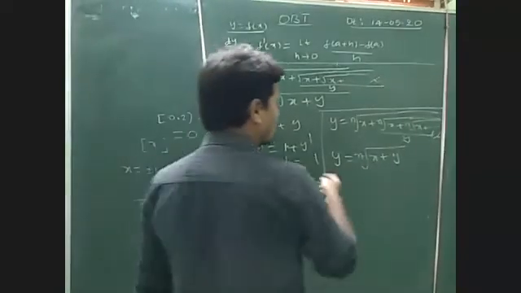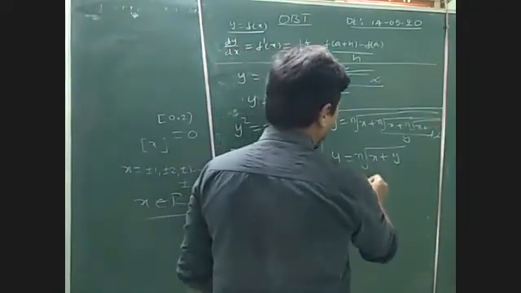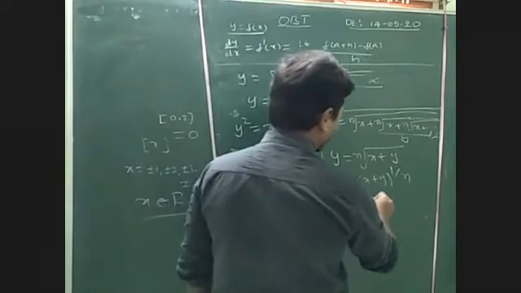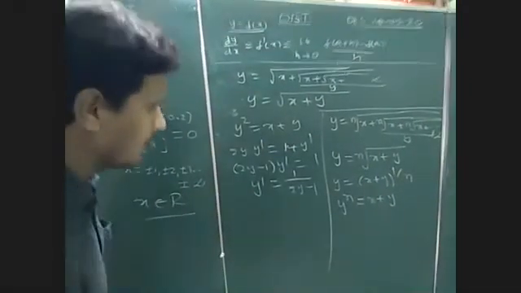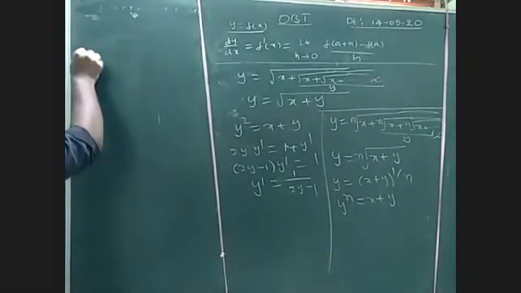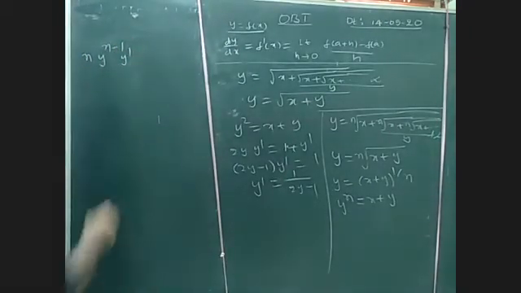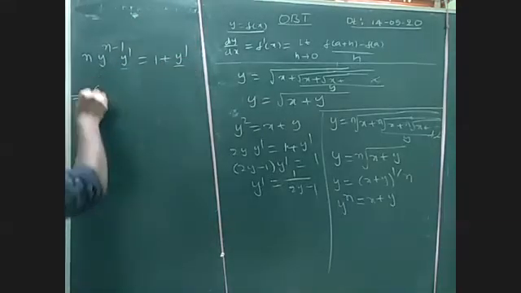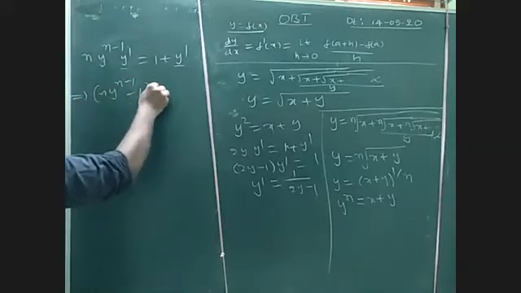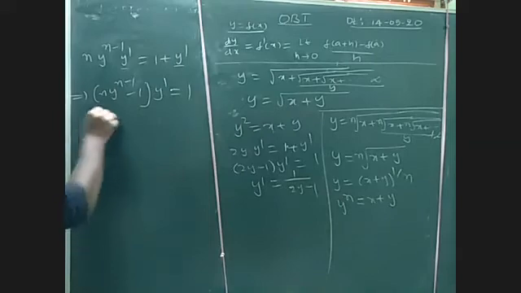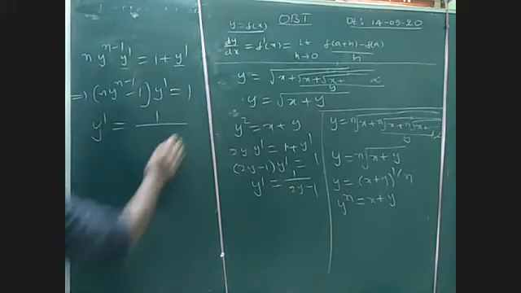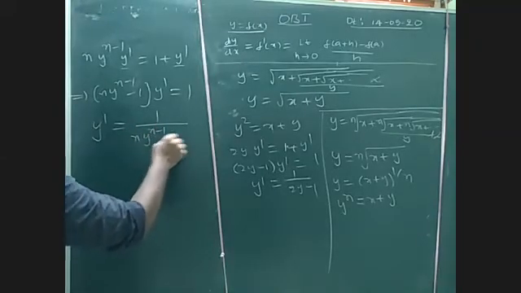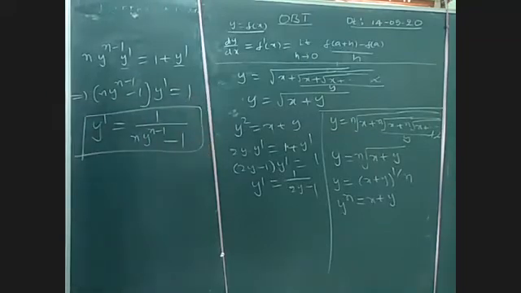Now, y is equal to (x plus y) whole to the power of 1 by n. Take this 1 by n here, we'll get y power n is equal to x plus y. Now we can differentiate. If we differentiate, y power n becomes n y power (n minus 1) y dash is equal to 1 plus y dash. Take y dash to the left side, so take y dash common: (n y power (n minus 1) minus 1) y dash is equal to 1. So finally y dash is equal to 1 by (n y power (n minus 1) minus 1). This is our general representation.